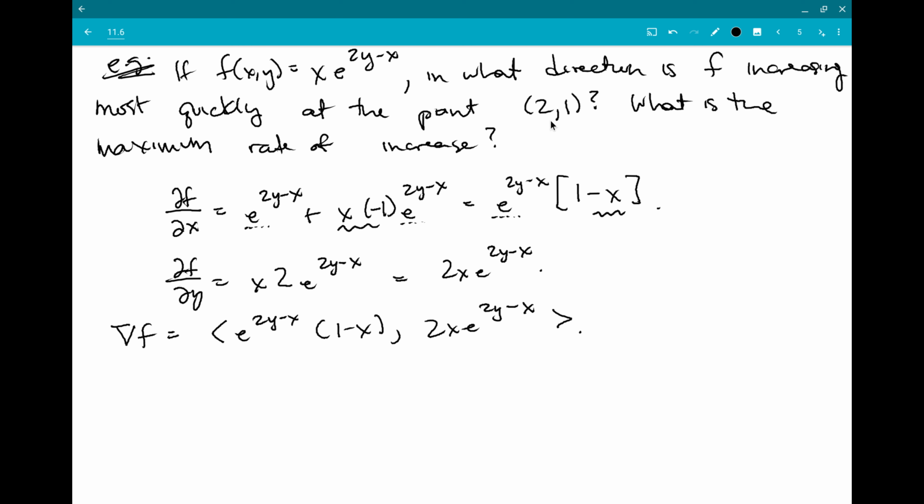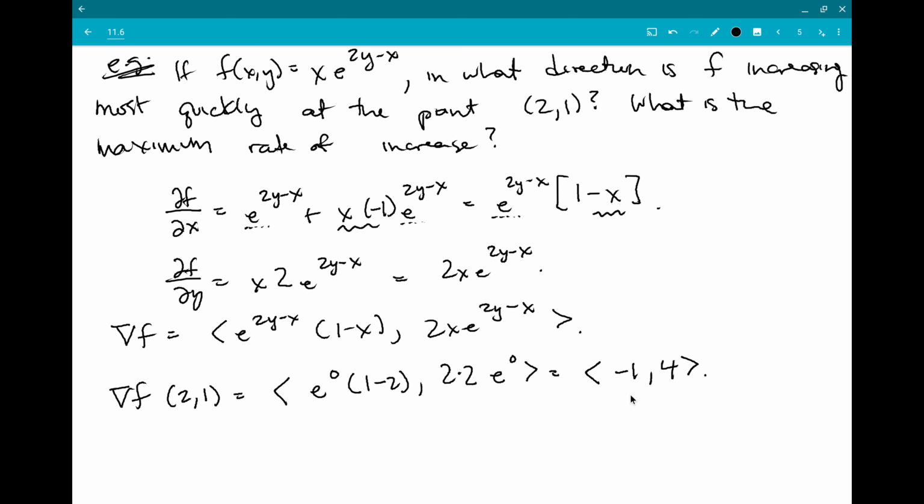And then I want to know what direction f is increasing at the point 2, 1. So I have to evaluate my gradient at the point 2, 1. So that's going to be e to the 2 times 1 minus 2, e to the 0, times 1 minus 2, and 2 times 2, e to the 2 times 1 minus 2, which is again e to the 0. E to the 0 is 1, so this is going to simplify to minus 1, comma 4.